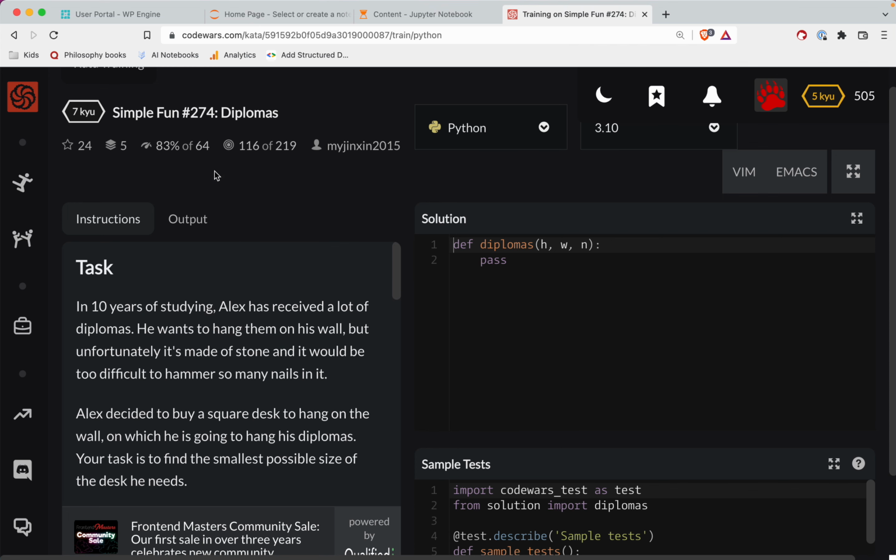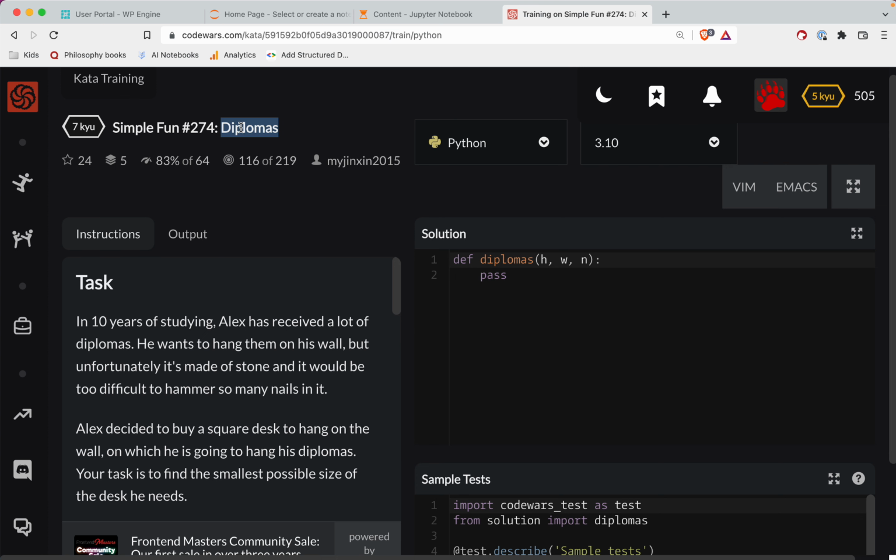This one's in Python. It's a level 7 called Diplomas. And as always, there's a link to the challenge in the show notes. Try it out before watching. That's the best way to learn Python, is to just bang your head against a wall sometimes.